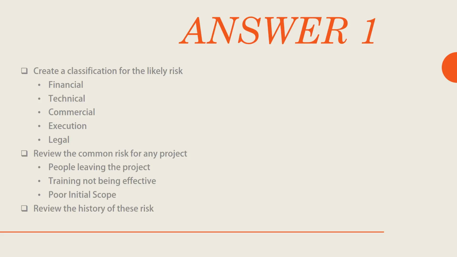Then we want to review the most common risk for any project, meaning people leaving the project, or the training for the project not being effective, and poor initial scope, meaning you have to go back and change the scope, which leaves the risk of delay. And then last, we want to review the history of these risks for not only our company, but other companies if we can get it. The more you learn about the history of these type of projects, the more likely you are to succeed by not handling the risk in the same way.